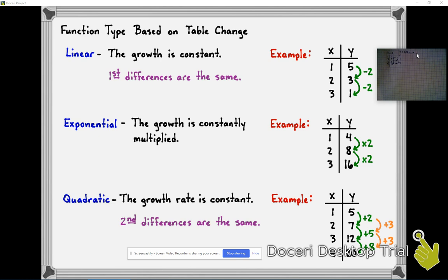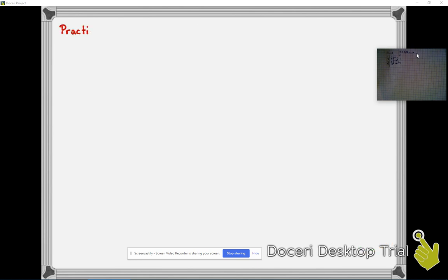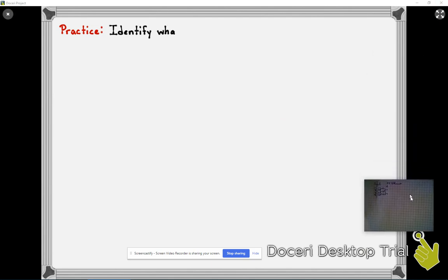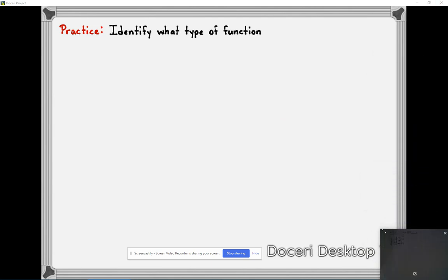Okay, so those are the three types of functions that we're going to work with. And again, quadratic is going to be our main focus throughout this year. So let's go ahead and get into a practice problem based on what you just learned.